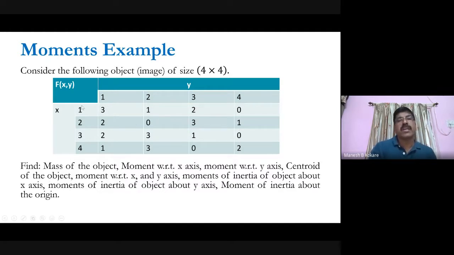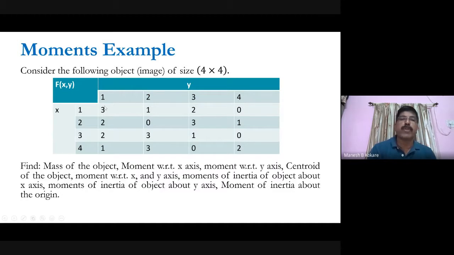Now this is the image. So this is the first row and this is the first column. So first column, second column, third column, and fourth column. Columns are represented by y, and rows are represented by x. So this is f of x comma y. This is the first row, second row, third row, and fourth row. This is the first column, second column, third column, and fourth column.